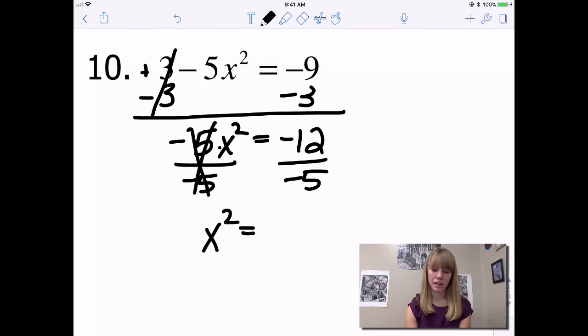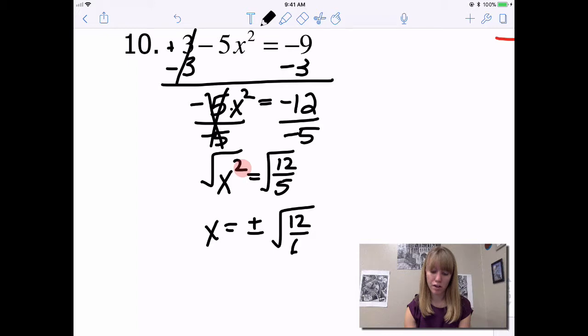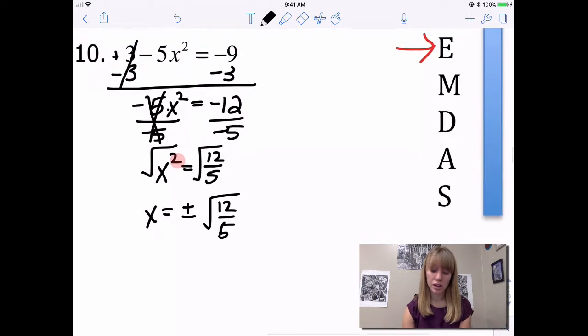X squared is 12 over 5. Remember that a negative divided by a negative is a positive. And then we've got to get rid of our square. Take a square root of both sides, and I get x is equal to, don't forget your plus or minus, square root of 12 over 5. And this is why we had that whole video from before, because we've got to break down that 12 and the 5. So let's do, again, some side work.